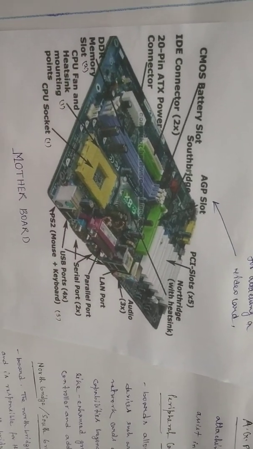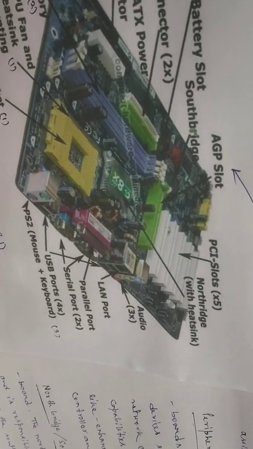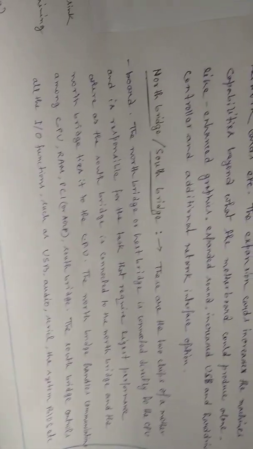Now here is another two things, that is the south bridge and the north bridge. See carefully, north bridge with heat sink. You can see the chip with green background and something written in white 8x. This is north bridge with heat sink, and you can see another chip just above the AGP slot, south bridge. So a motherboard has two bridge, south bridge and north bridge. The north bridge is closer to the CPU slot, and the south bridge is at little distance. So what is north bridge and south bridge?